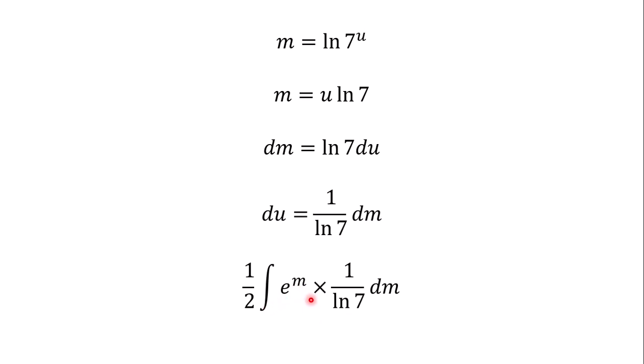E raised to the power m multiplied by 1 over ln 7 dm. Though the other part I didn't show something like this, so I didn't bring the constant inside the integral, but here I chose to bring it because someone may think because this one is ln 7, that one too is going to be integrated. No, 1 over ln 7 or ln 7 is just a number, so it's treated as what?